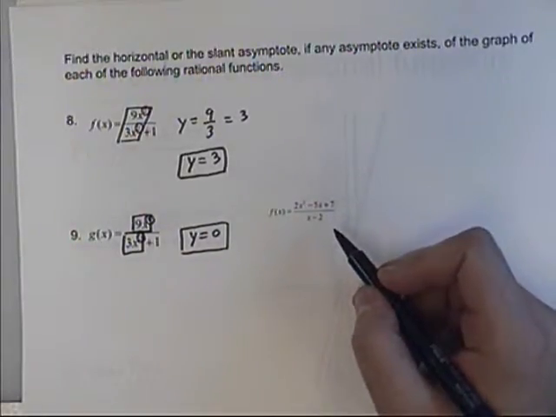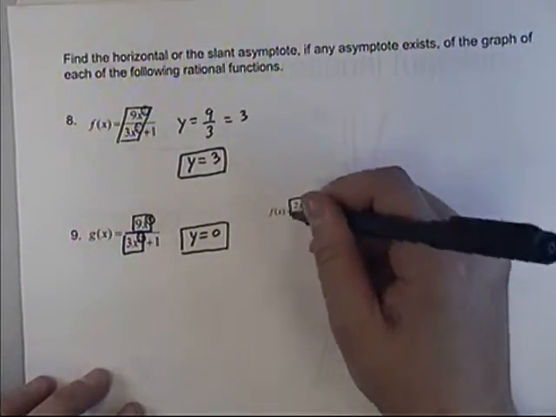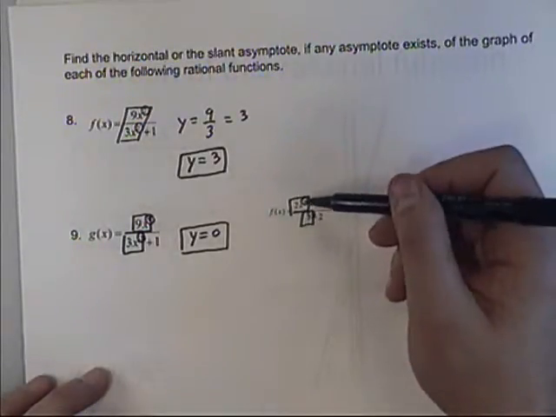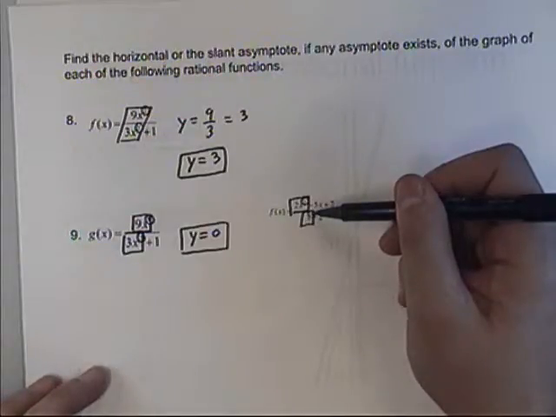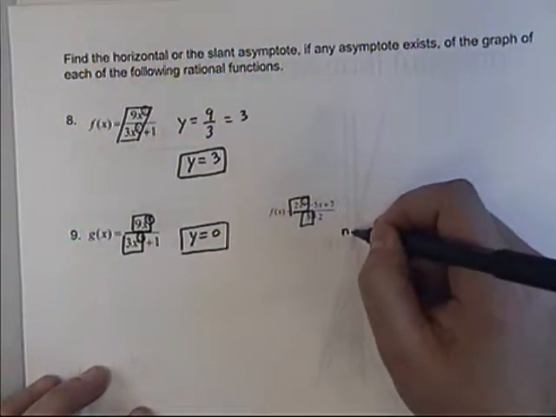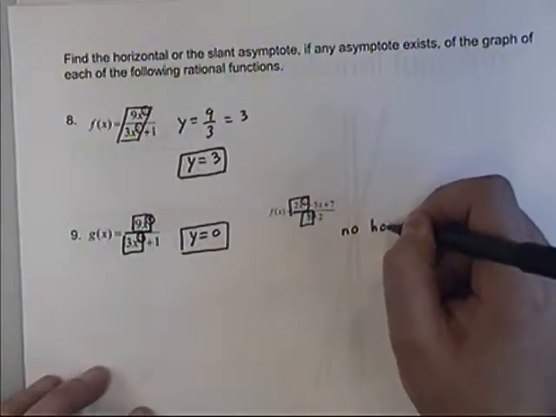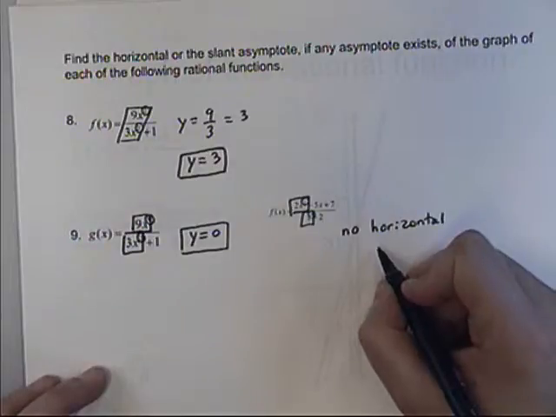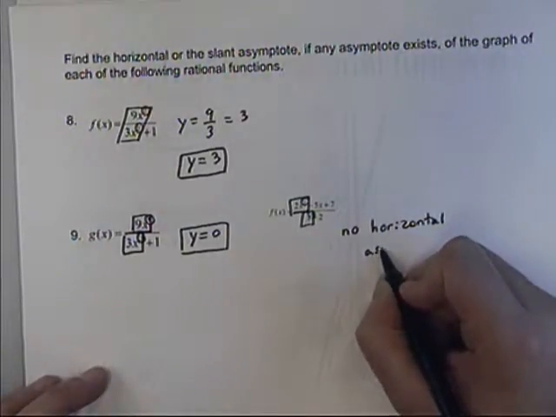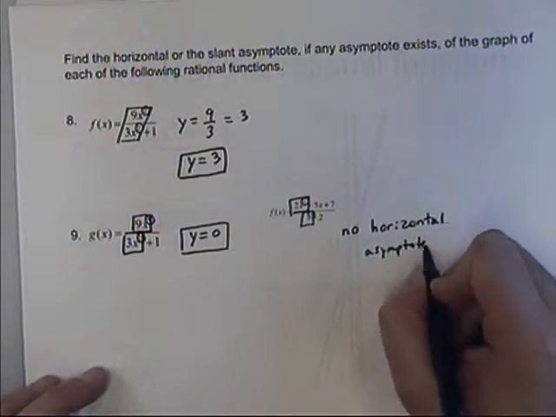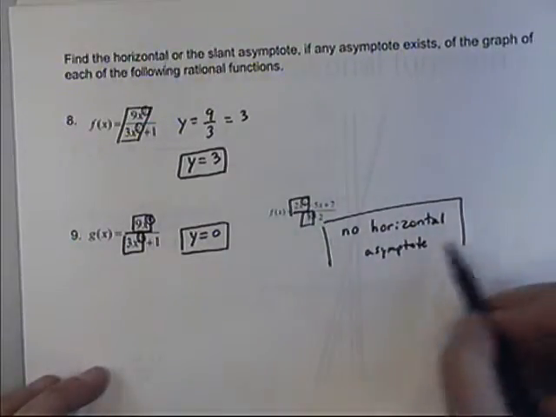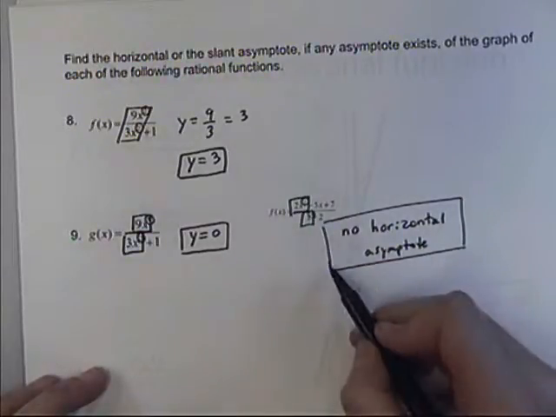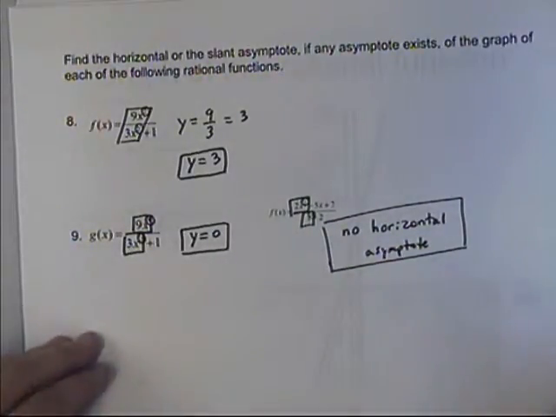And then finally, this last one, you can see that this power here is a 2, and this power here is a 1. So this is higher than the denominator, which means that we do not have a horizontal asymptote. It's not horizontal. Now, I'll show you how to find a slant one in just a second. But there's a section in the book that simply asks you to find horizontal ones. So if this is greater in power on the top than the bottom, simply say no or none. No horizontal asymptote.